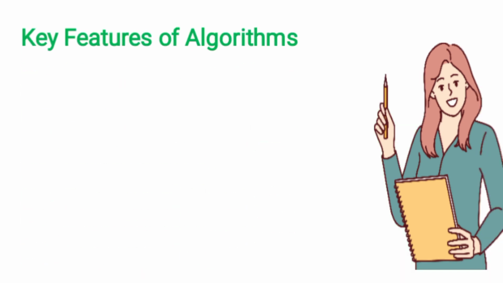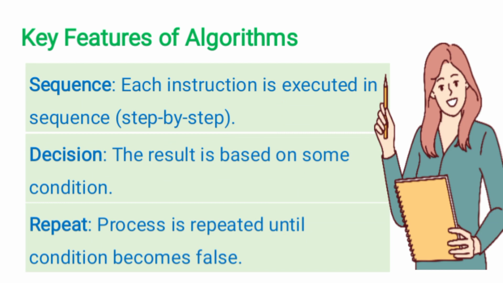Next, key features of algorithms. These are some of the key features of algorithm. First, sequence. Each instruction is executed in sequence, that is step by step. Then decision. The result is based on some condition. Third one, repeat. The process is repeated until the condition becomes false.